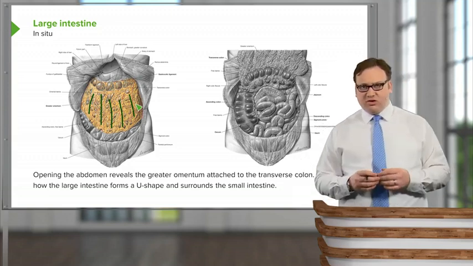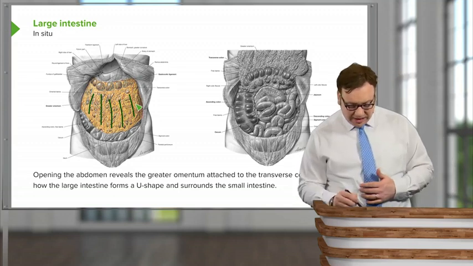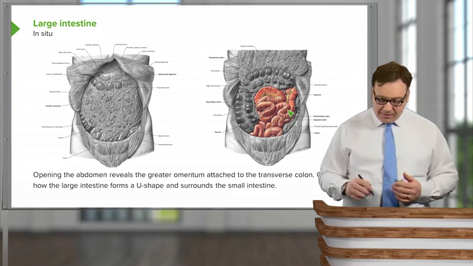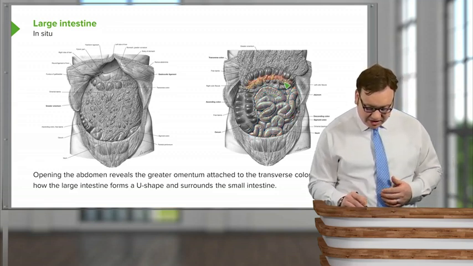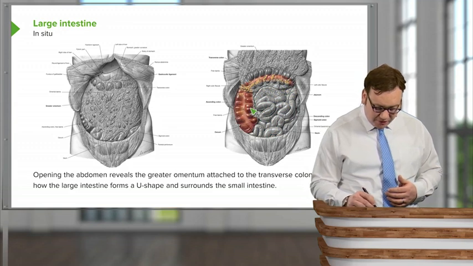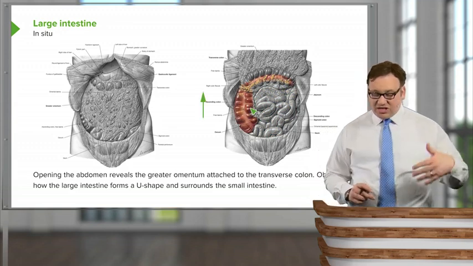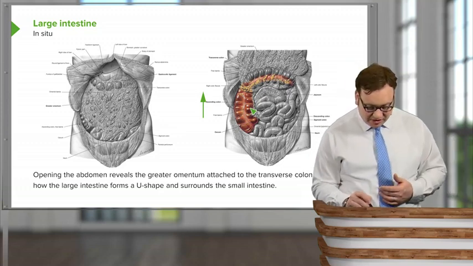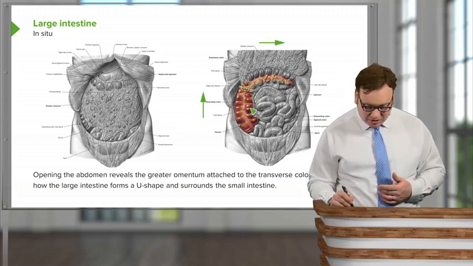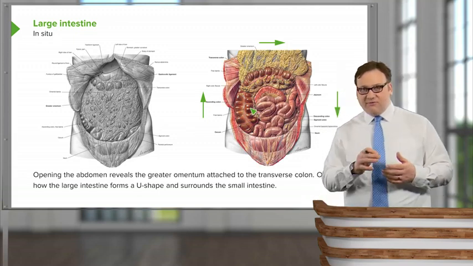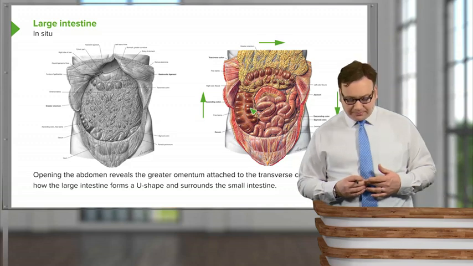Removing the greater omentum reveals again parts of the jejunum and the ileum in this central region, and we can also now pick up the underside of the transverse colon here, and we can also see the ascending colon. So the indigestible remnants of the ingested food are going to be passing up in this direction, then it will go across, ultimately descending down in this direction. So it's following that inverted U shape.